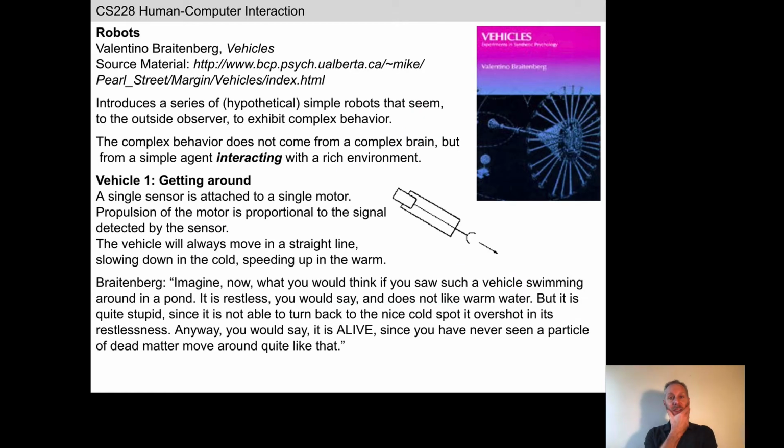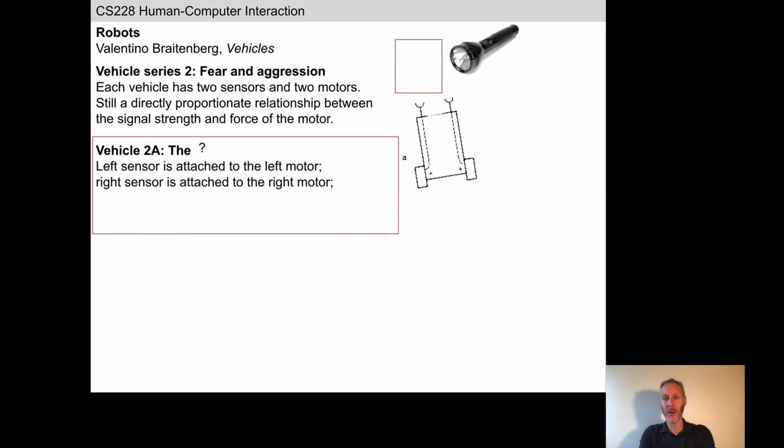So we ended last time by looking at some hypothetical robots and machines called vehicles, described in Braitenberg's book by the same name. And Braitenberg's goal here was to focus not so much on the internals of a robot, but rather its interaction with the environment. We ended with a very simple example last time, which was vehicle 2A, which obviously has very little internal complexity. It has just two wires.